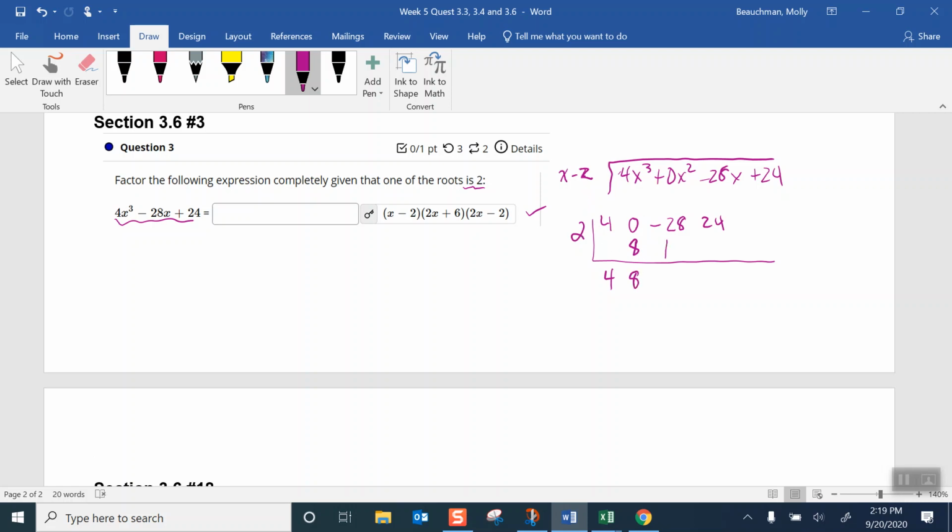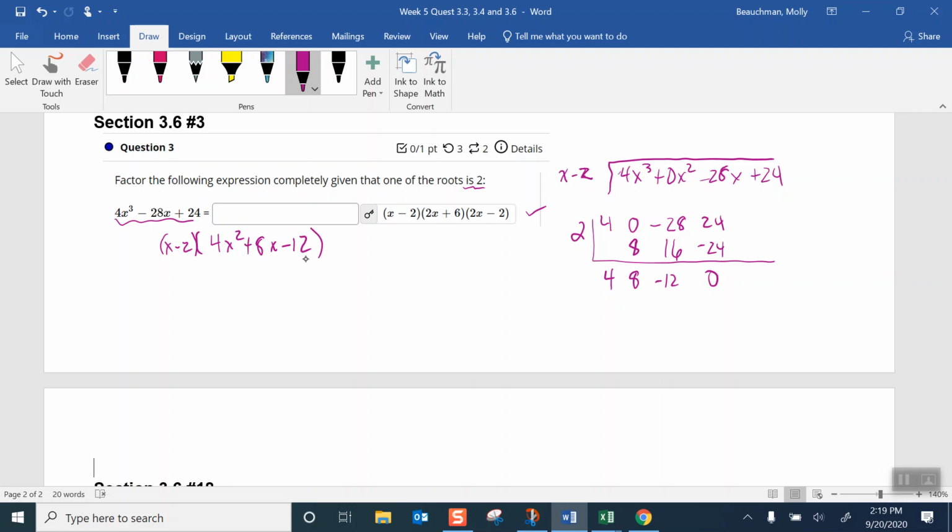8 times 2 is 16. Negative 28 plus 16 is negative 12. Negative 12 times 2 is negative 24. And when we add, we get 0. That's our remainder. So what's left are the numerical coefficients after we divide out x minus 2. So when we divide out x minus 2, we're left with 4x squared plus 8x minus 12.